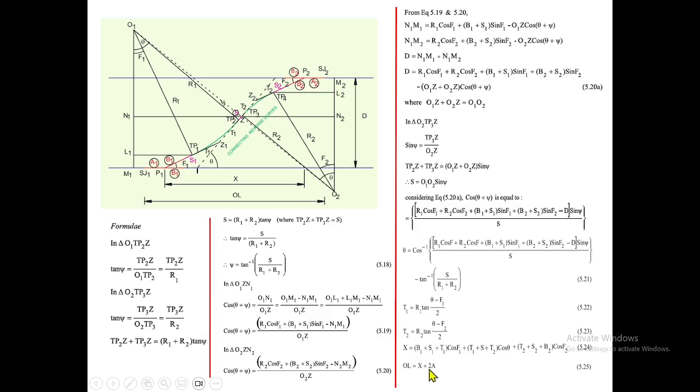Since it is not 2a, because of the different angle of crossing, this will be a1, this will be a2. So 2a will not be there. OL equal to x plus a1 plus a2. Okay, these are all the equations. We got it for solving this type of connection to find the x distance and the overall length. Once we got it, as usual, we can fix the SRJ of one point if it's known.